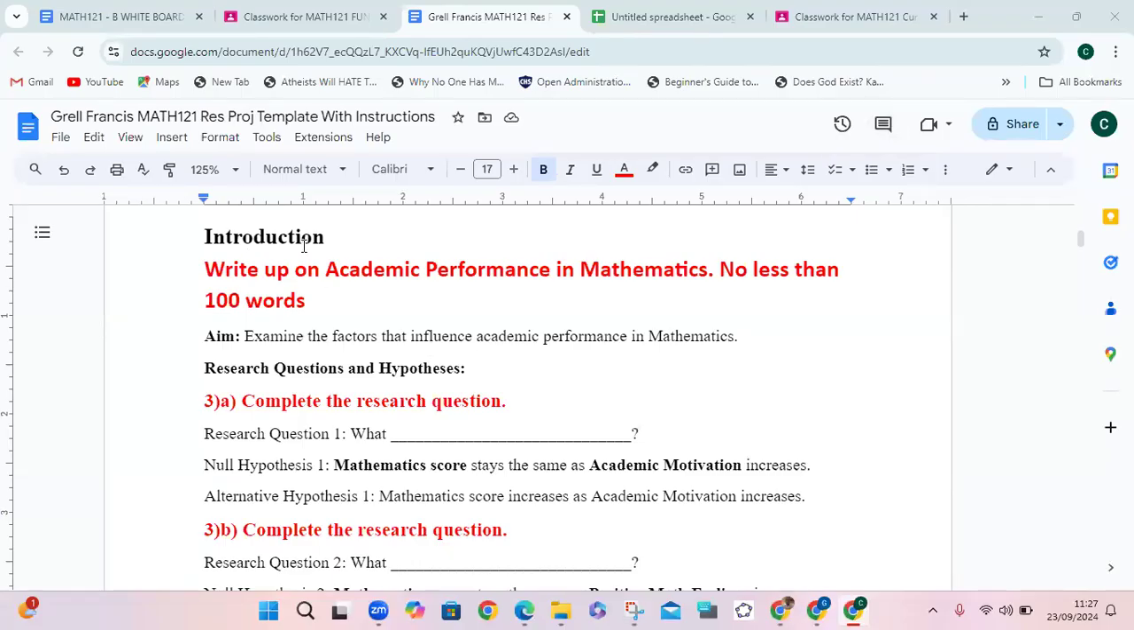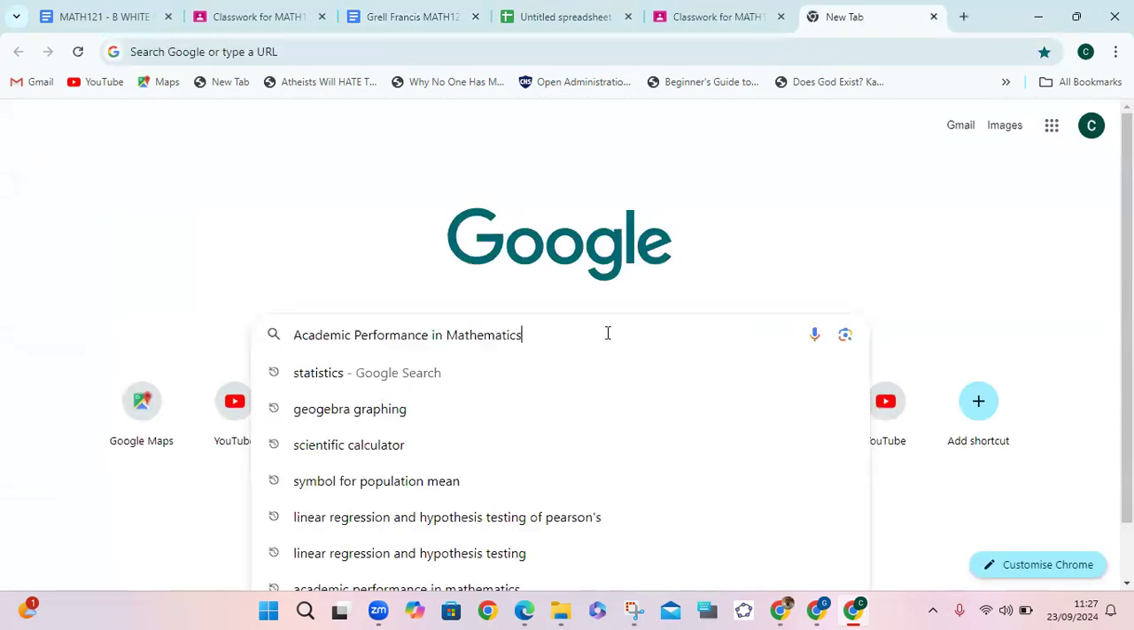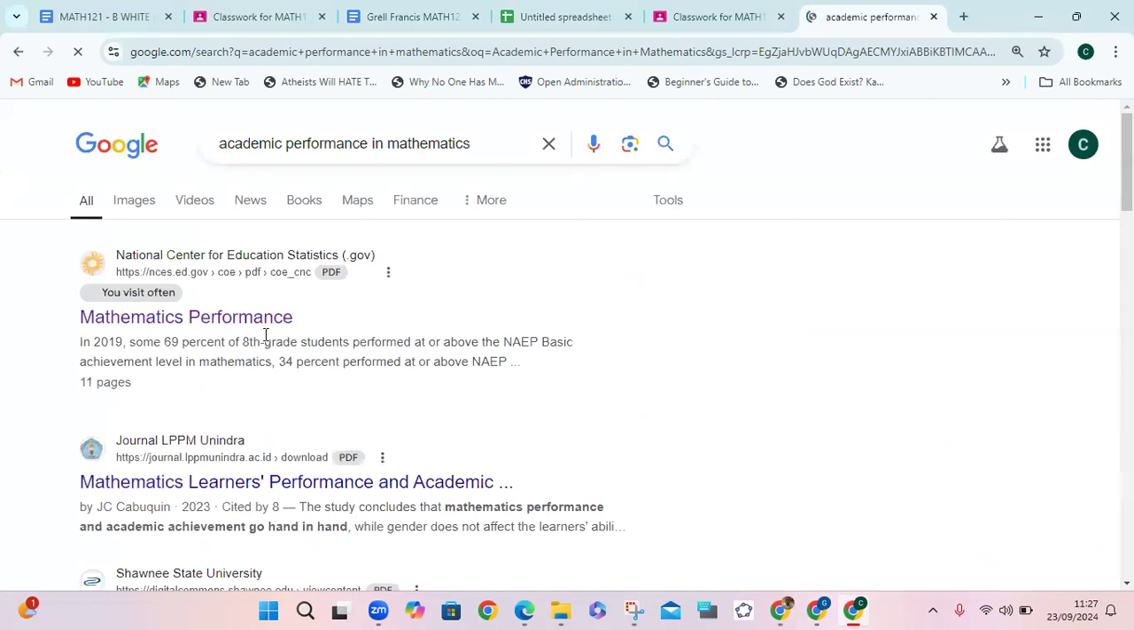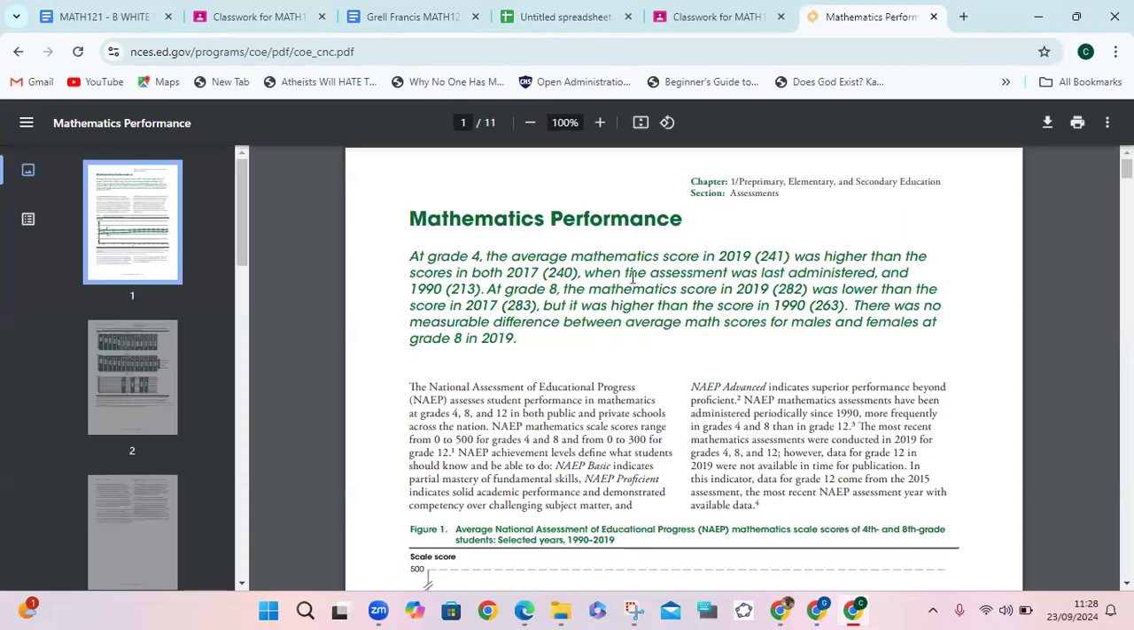With regards to the introduction of the research project, you've got to do a write-up on the academic performance in mathematics. Read an article. You can just copy and paste this in Google and look up an article. Some persons have done it and have shown me what they have done already. It has to be at least 100 words, okay? Summarize your findings on an article with regards to mathematics performance, okay?